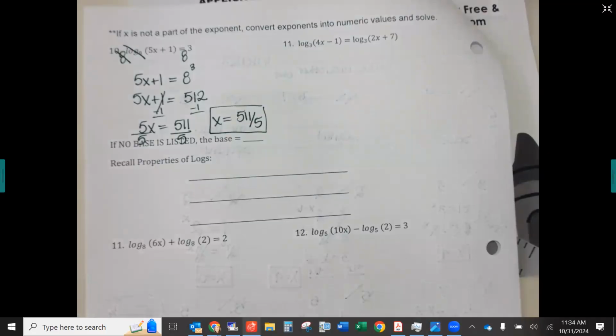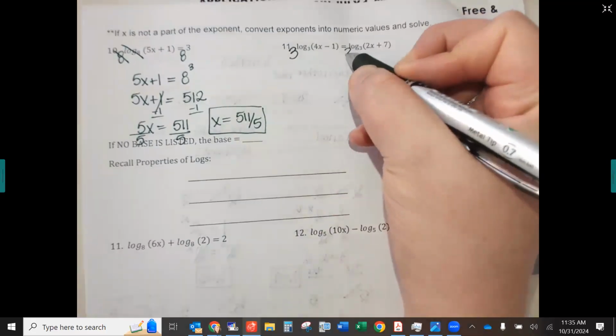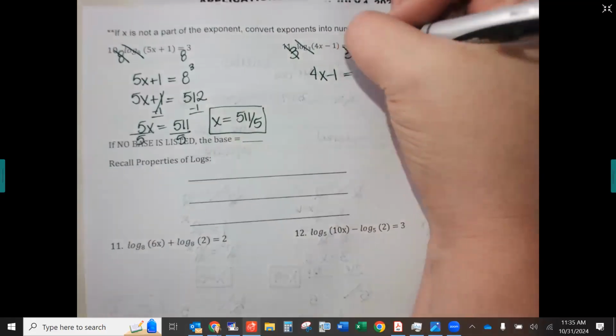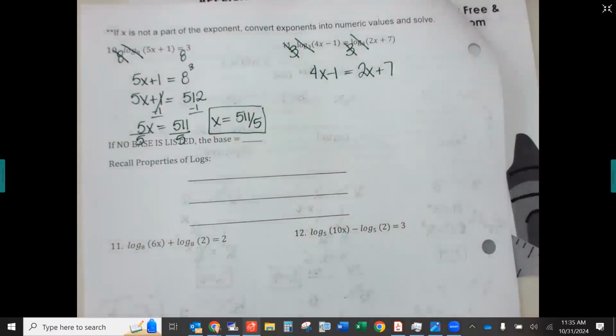Okay, take a look at number 11. What's my log little 3, how do I get rid of it? Well, it'll be big 3, and then they'll both cross out. That's exactly right, Nate. So my 3 and my log little 3 cross out. I have a 4x minus 1. 3 and log 3 cross out. I have a 2x plus 7. Okay, then from here, notice your x is regular, then you just solve it as is. So if I have x's on both sides, which one do we want to move?